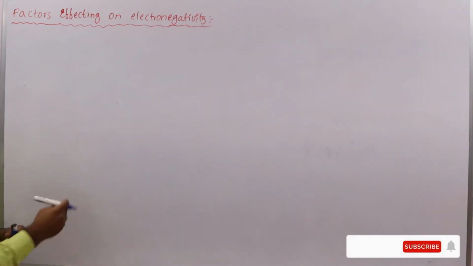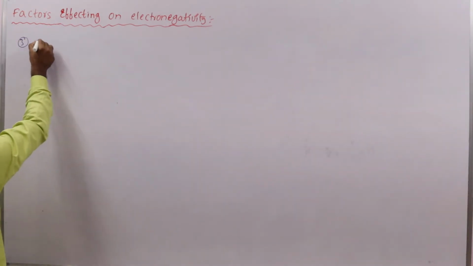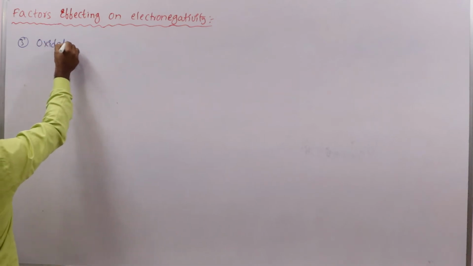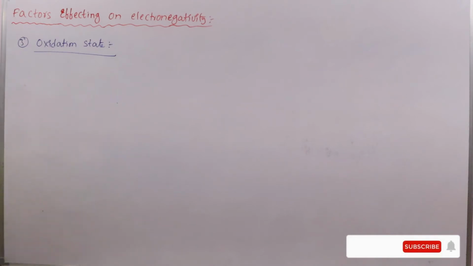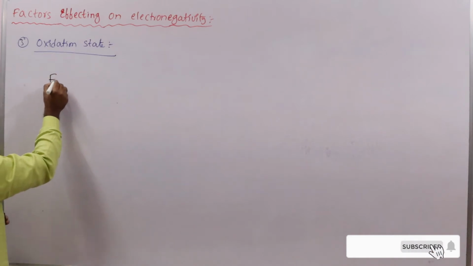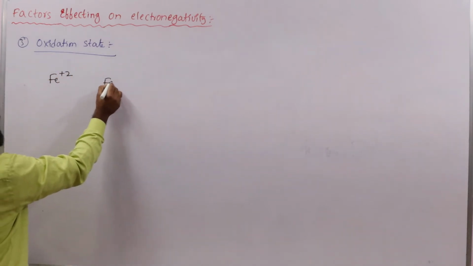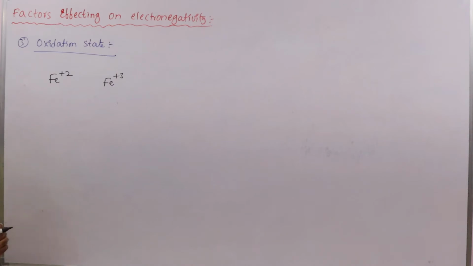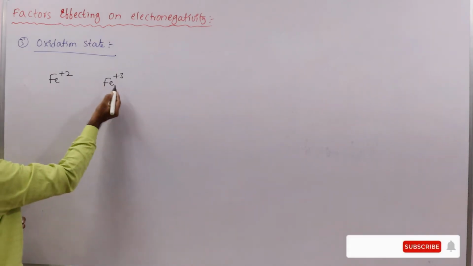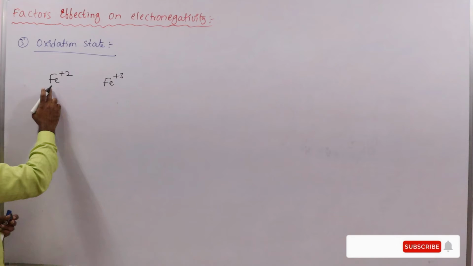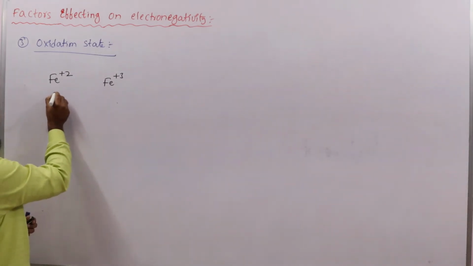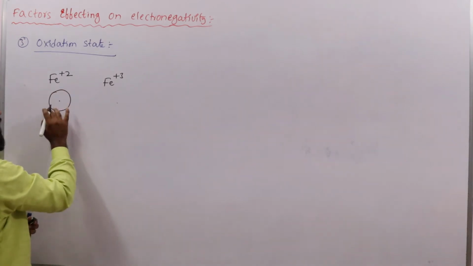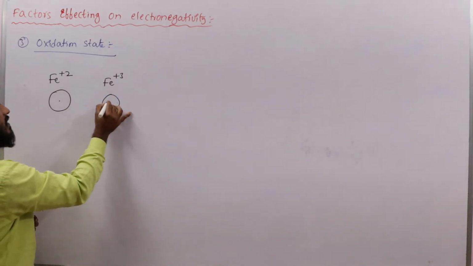Next factor, that is oxidation state. Oxidation state on an atom may be cation or anion. Let us take two cations, that is Fe+2 and Fe+3. As we know, as the charge on an atom increases, what will happen to the atomic size? Size decreases. That means Fe+2 has the larger size, Fe+3 has the smaller size.